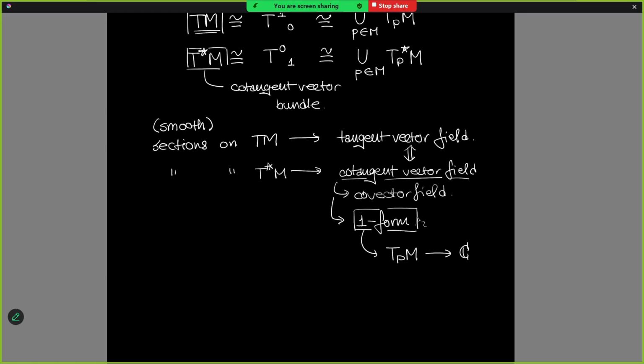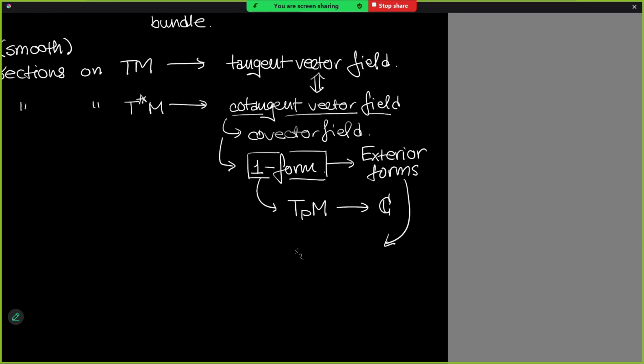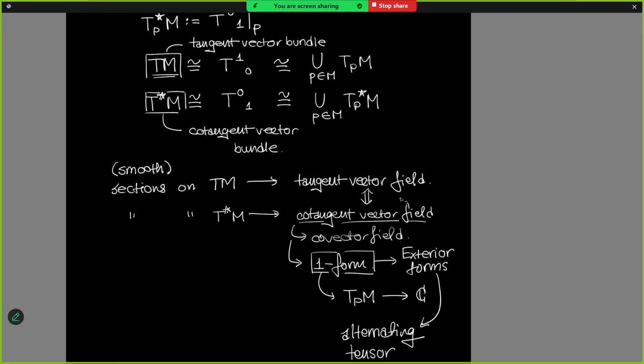It could also be related to what we're going to talk about next, which is exterior forms, in which case a form is, this is a sneak peek into what we're going to talk about next, an alternating tensor. And these are the sections on TM and T star M.